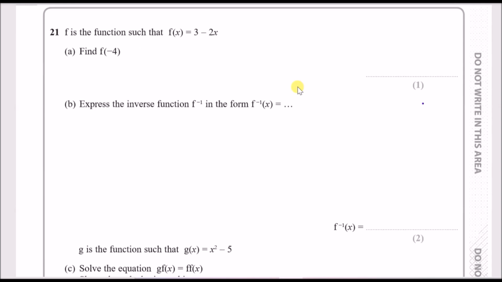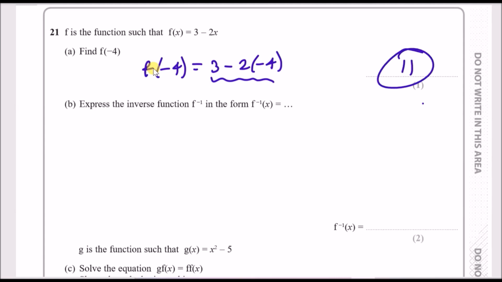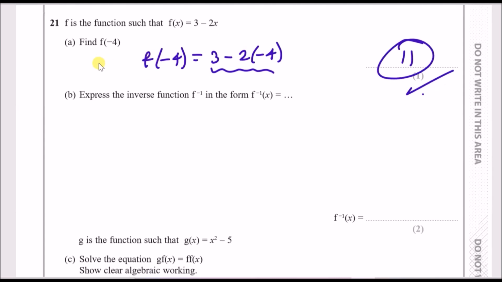So let's go ahead and do it. All they want us to do here is replace x with minus 4. So it's going to be 3 take away 2 times minus 4. And if you put this all in the calculator, you're going to get an 11. And that's it. That's part A done.